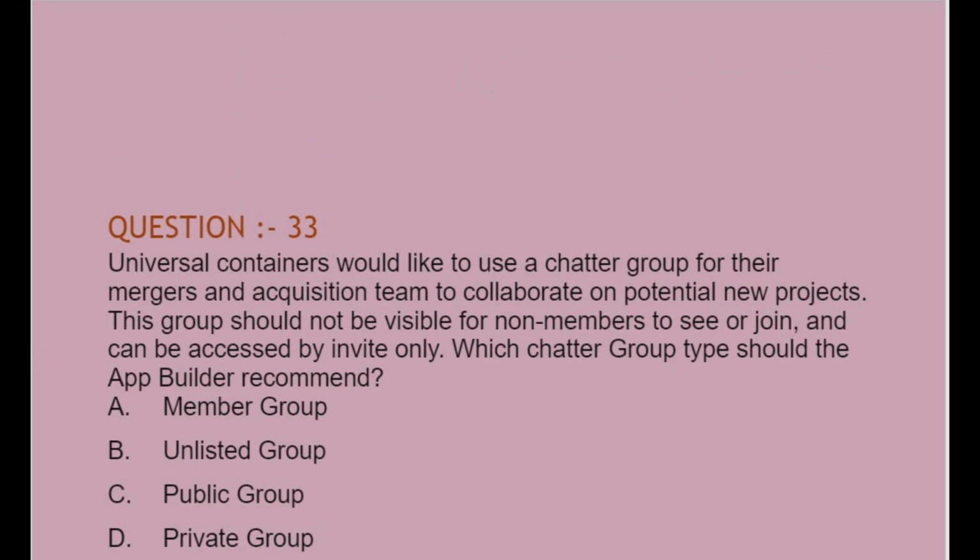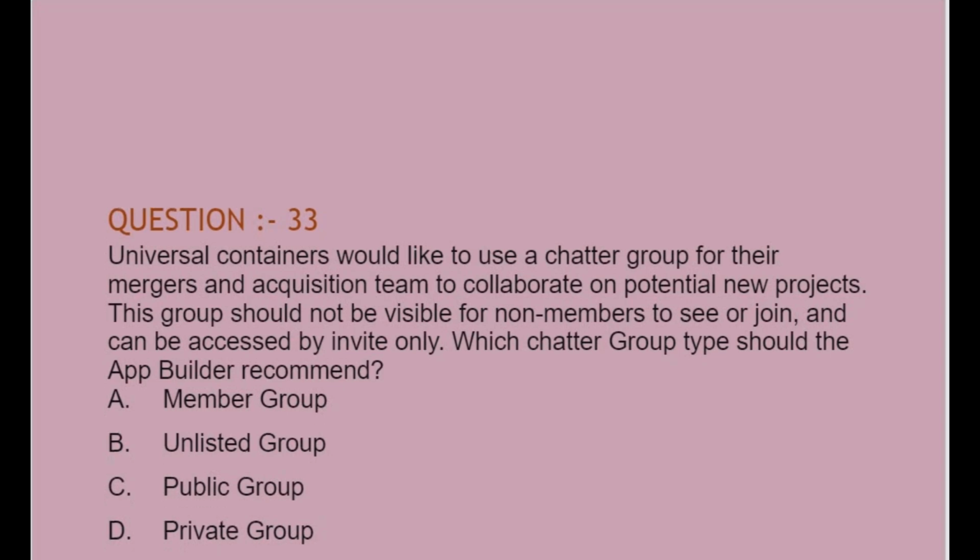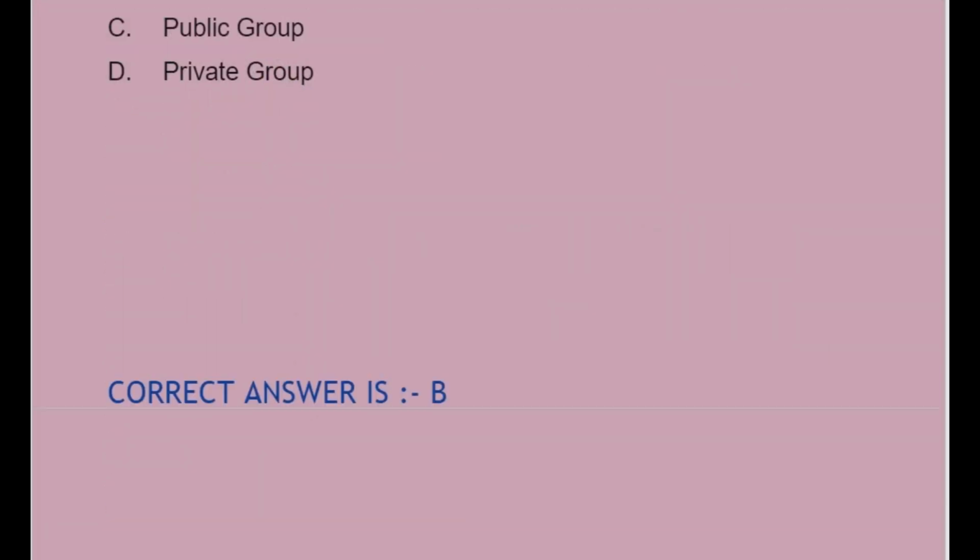Question is Universal Containers would like to use a chatter group for their mergers and acquisition team to collaborate on potential new objects. This group should not be visible for non-members to see or join and can be accessed by invite only. Which chatter group type should the app builder recommend? Option A, member group. Option B, unlisted groups. Option C, public group. Option D, private group. Correct answer is option B.